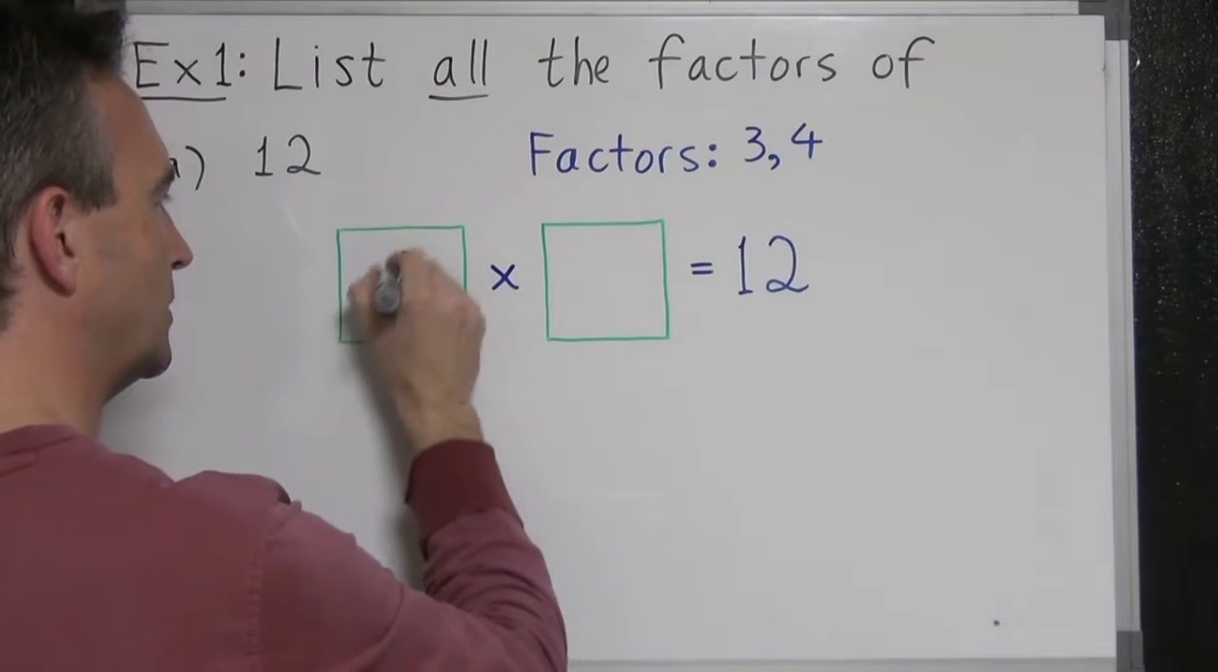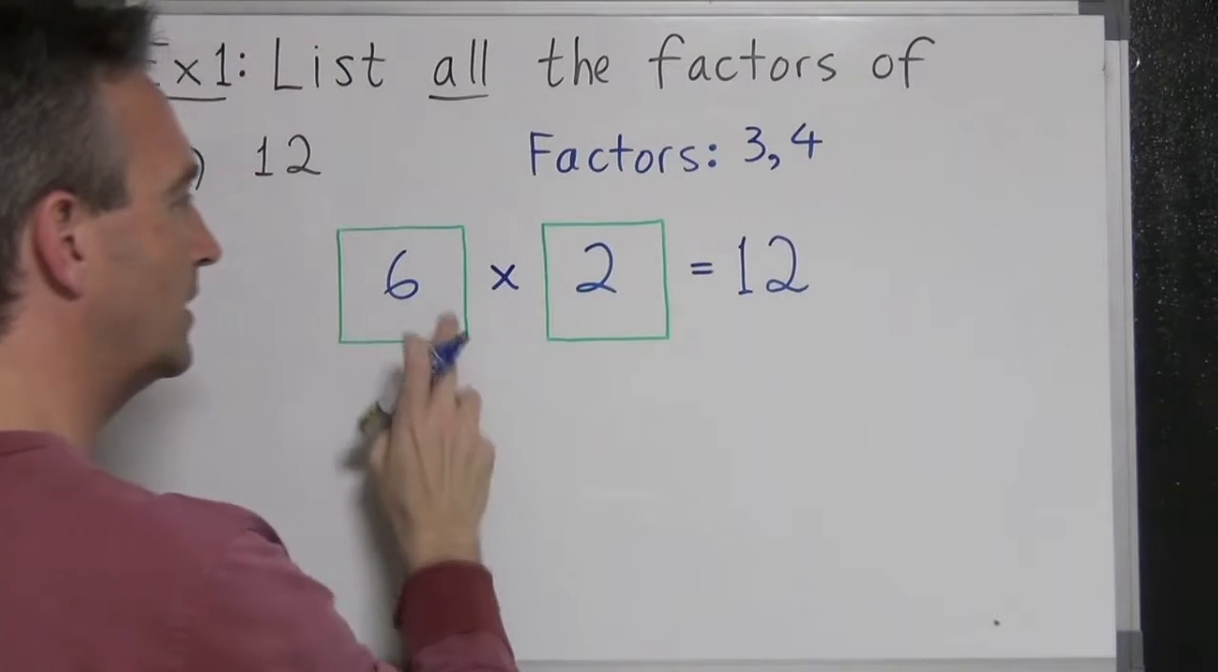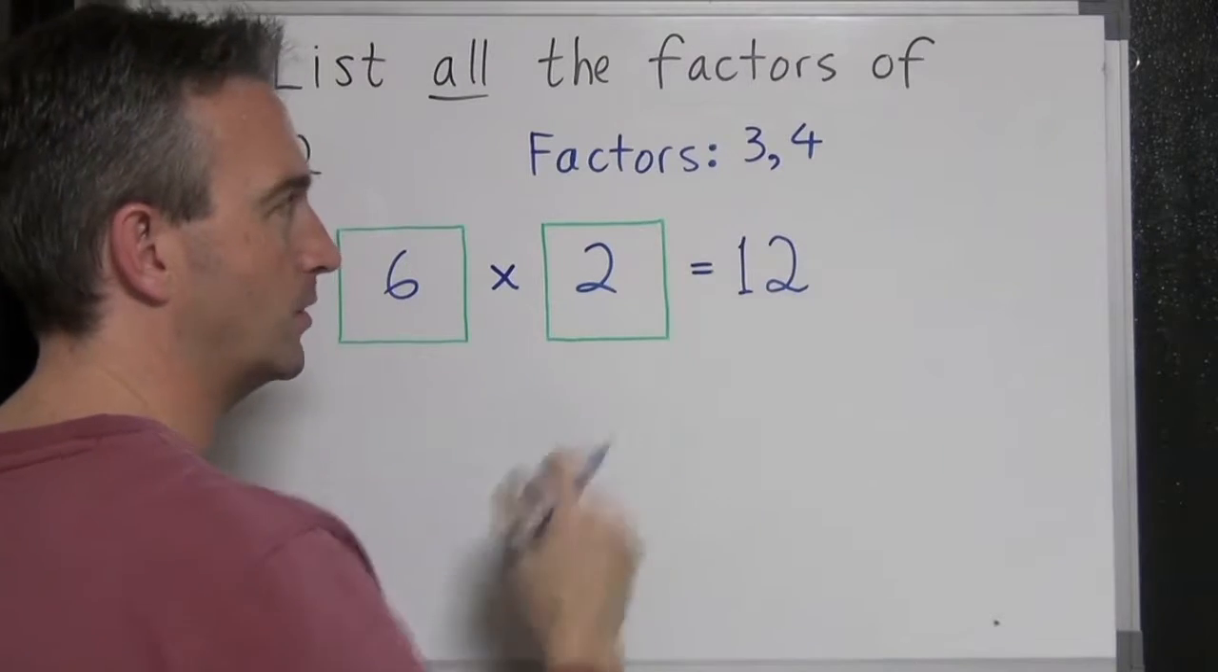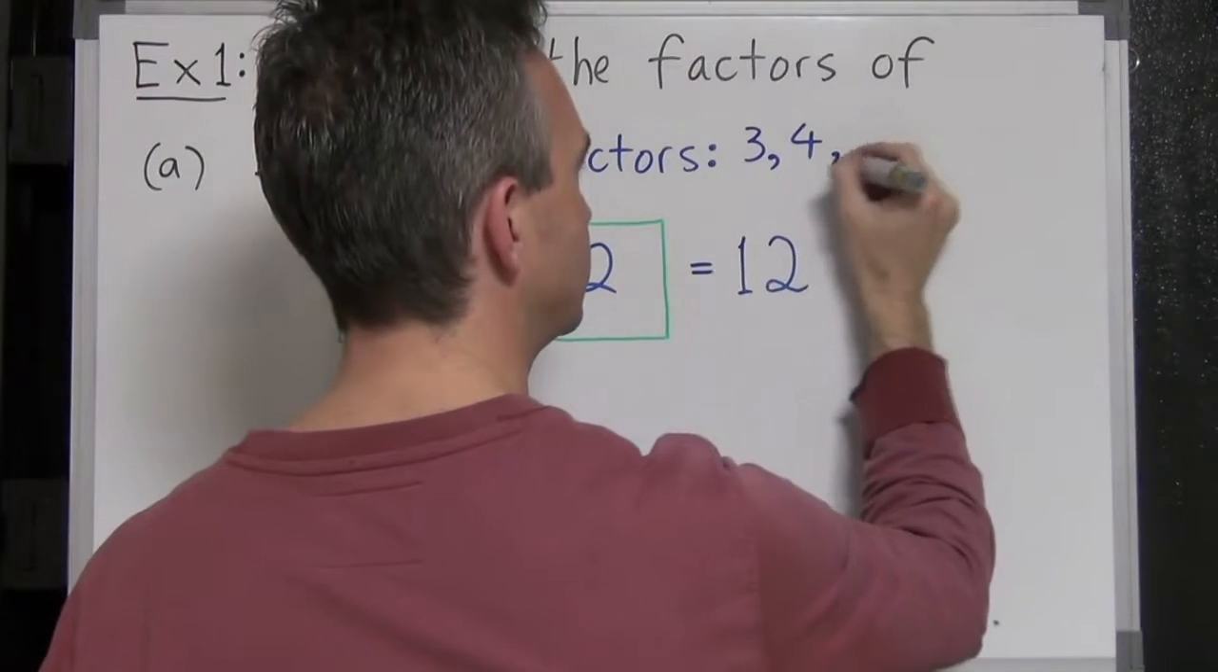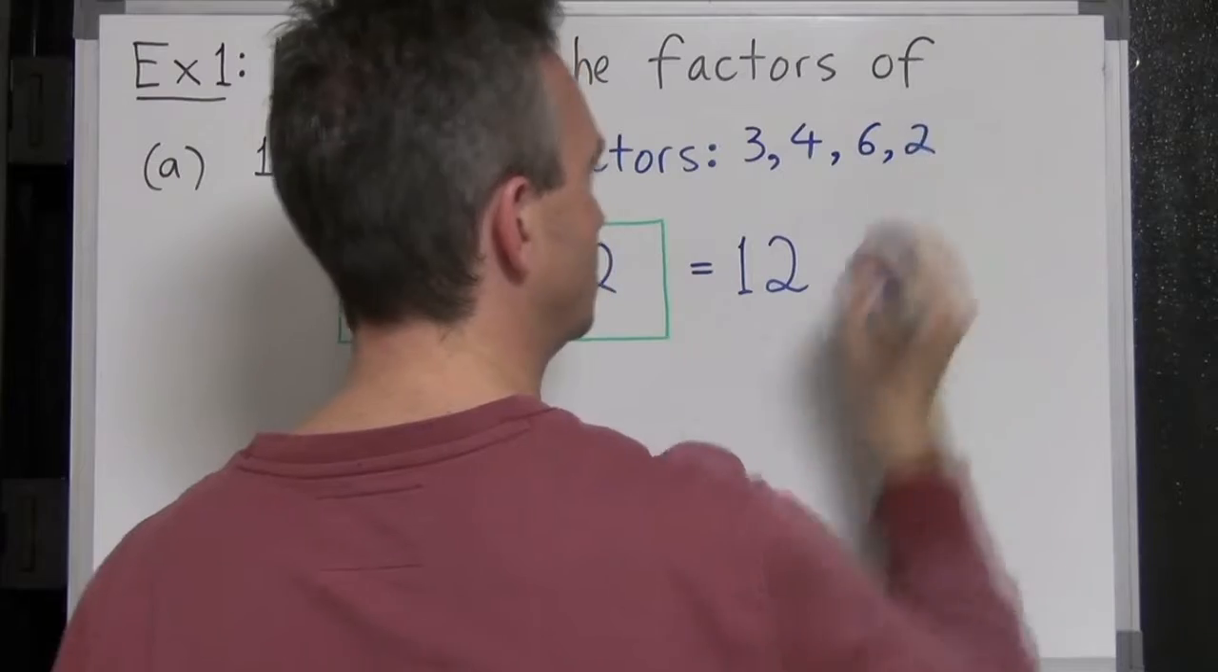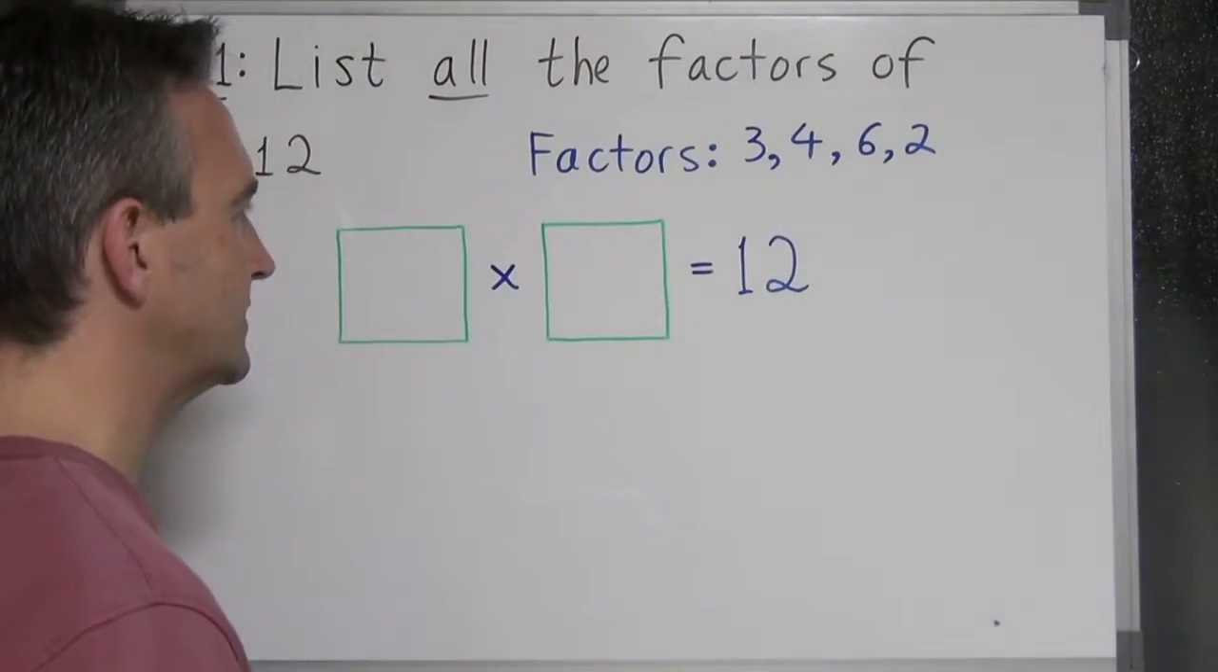Are there any others? Yes, 6 twos are 12. 6 times 2. 6 and 2 are both factors of 12. Let's add those to our list. 6 and 2. I do believe that's about it.